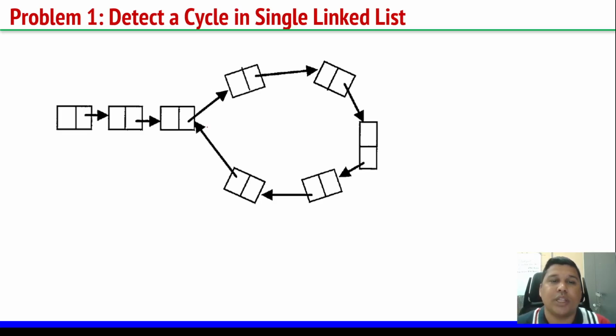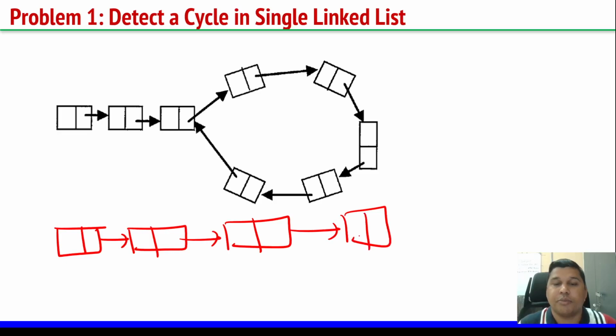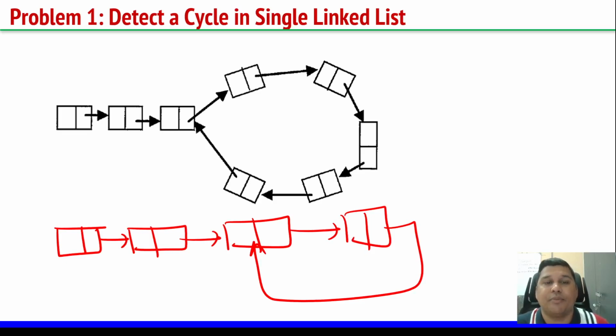Maybe there is a list like this, if I draw it here. This is pointing to this node. So here there is a cycle. This is 10, 20, 30 and 40. The last node's next is pointing to the 30 node. If this is the case, then there is a cycle in this. How do we detect the cycle in a single linked list?